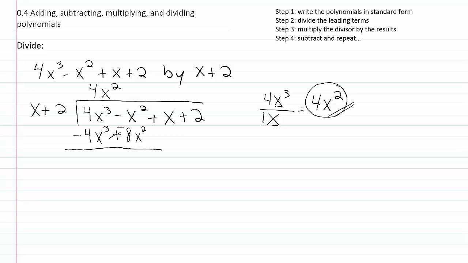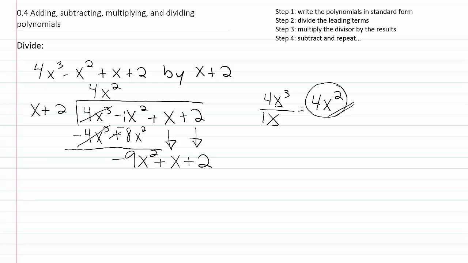Okay, so once you do that, you're going to go ahead and perform your subtraction. So 4x to the third is going to cancel out with negative 4x to the third. That's supposed to happen. And then you'll have negative 1x squared, minus 8x squared, which is going to give you negative 9x squared. Then from there, you're going to bring down each of the remaining terms to form a new polynomial.